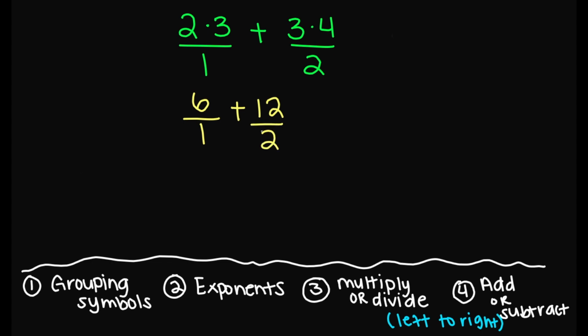So now we're going to simplify. So 6 divided by 1 here, I can simplify that. This is going to equal 6 on my left side. And then 12 divided by 2, this is going to equal 6. So now you have 6 plus 6 here, and 6 plus 6 here is going to equal 12. So your final answer here is 12.